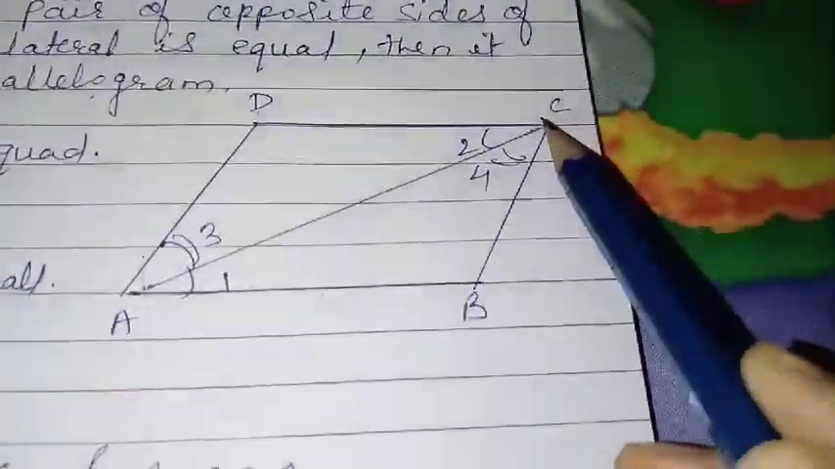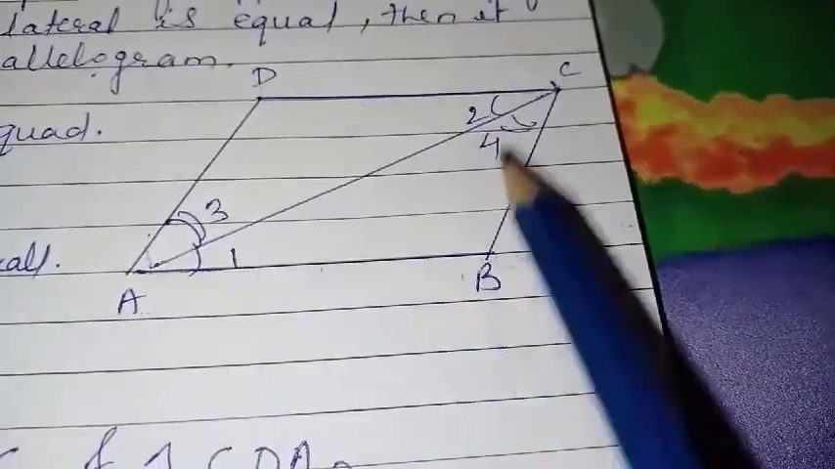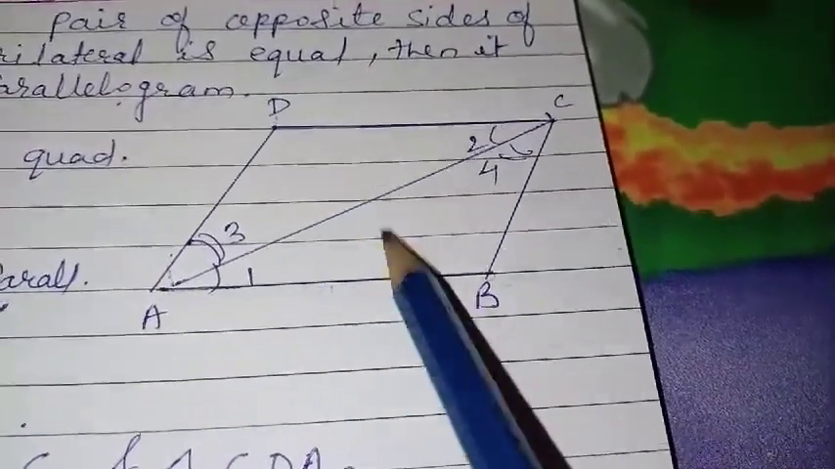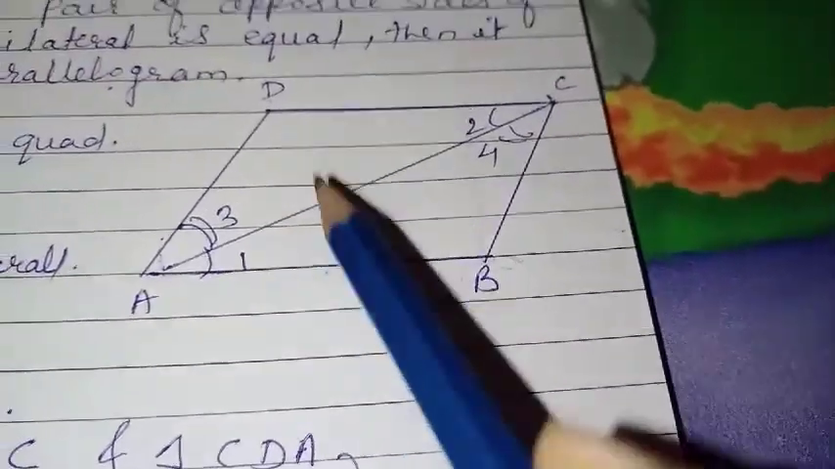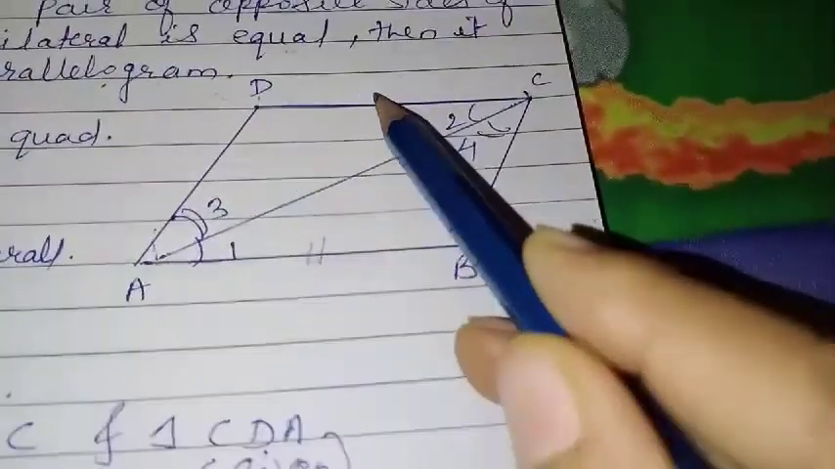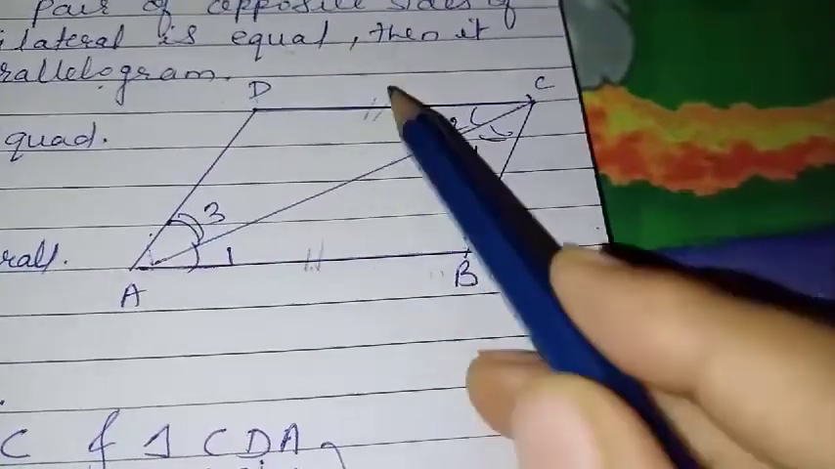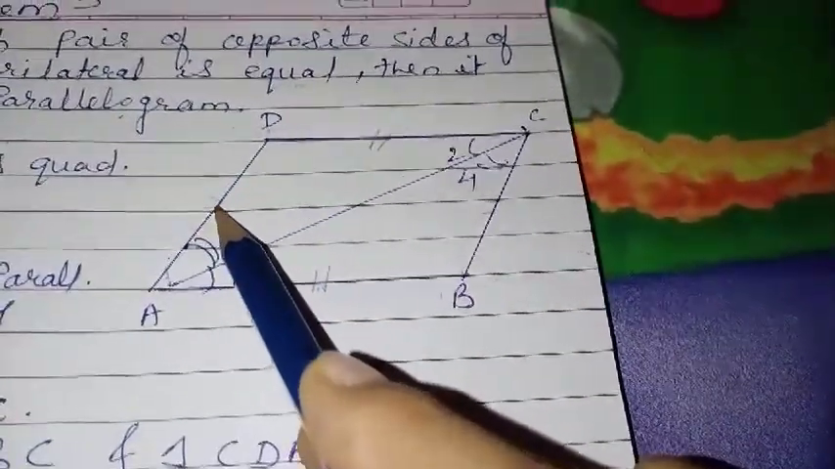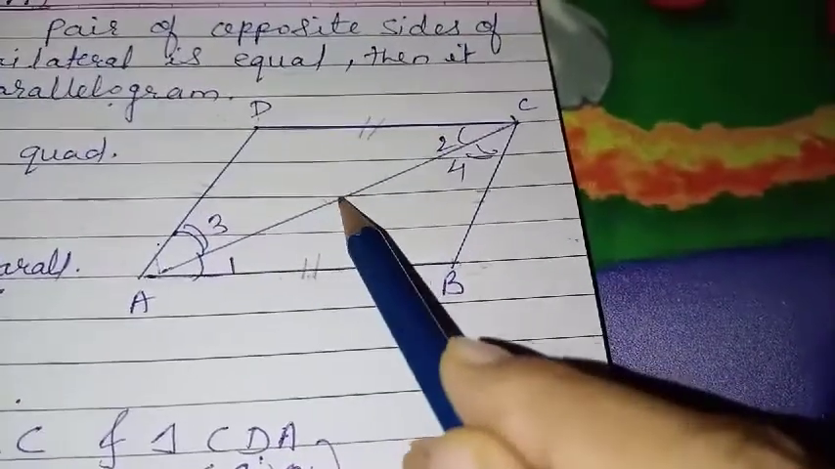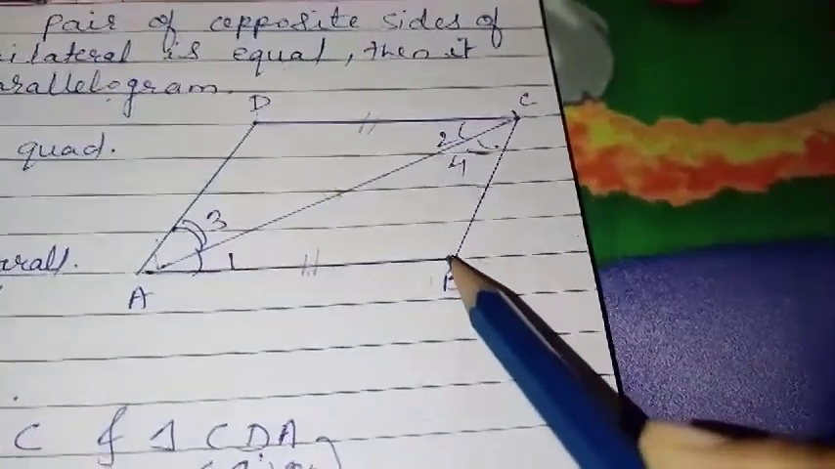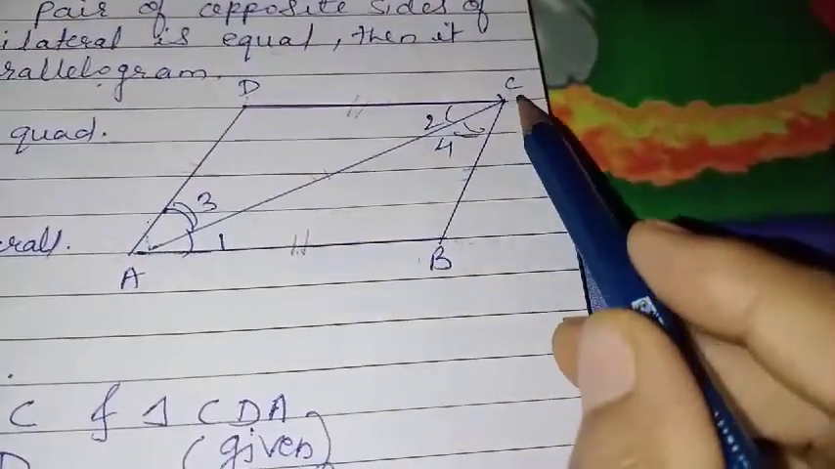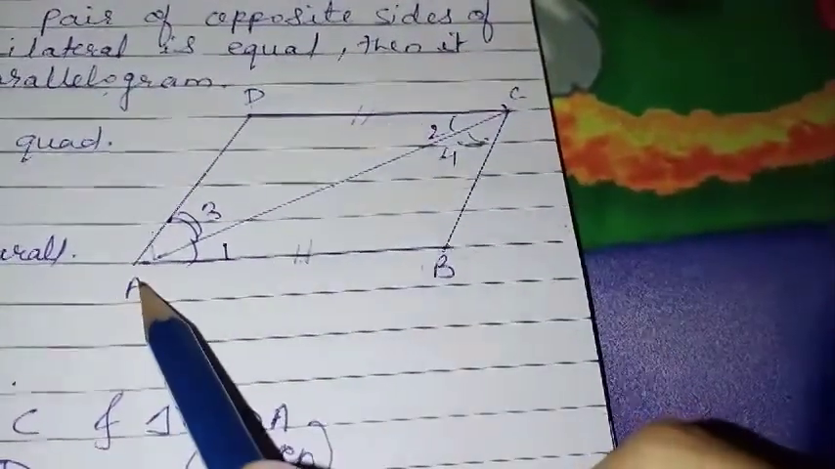After joining A to C, I got two triangles, ABC and CDA. Can you prove these two triangles congruent? Yes. How? See, AB is equal to CD, given. Opposite sides are equal, it is given. We can write BC is equal to AD. This is also given. And AC is equal to AC, common side. So by criteria SSS, triangle ABC is congruent to triangle CDA.